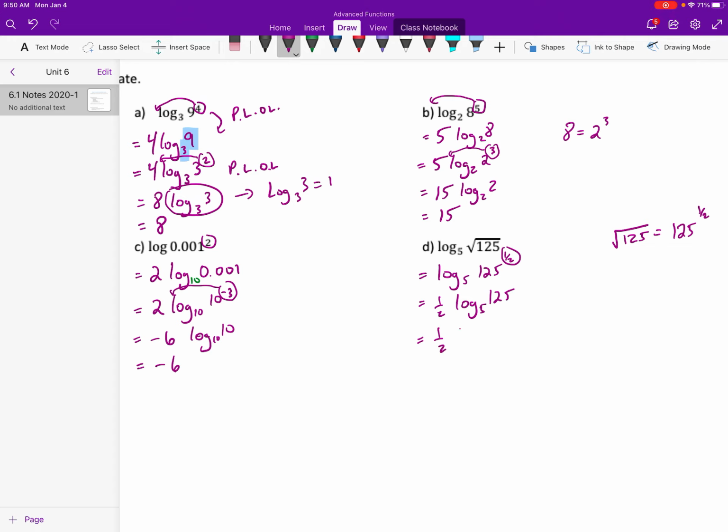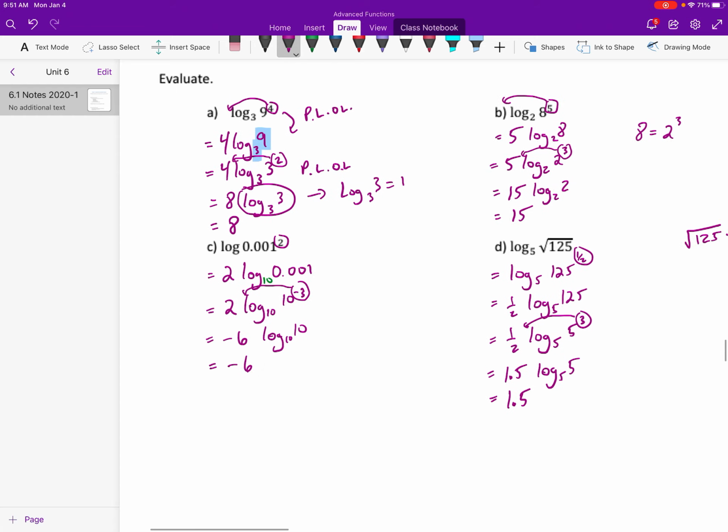Use our same rules again. So we're going to write 125 in terms of 5 to the power of what? So 5 to the power of 3 equals 125. Again, power law of logarithms, move it out in front. We get 3 times a half, which is 1.5 log 5 with a base of 5. Well, log 5 with the base of 5 is just 1, so we have 1.5 as our answer, or 3 over 2 if you prefer to answer it that way. All right, pretty powerful stuff there.